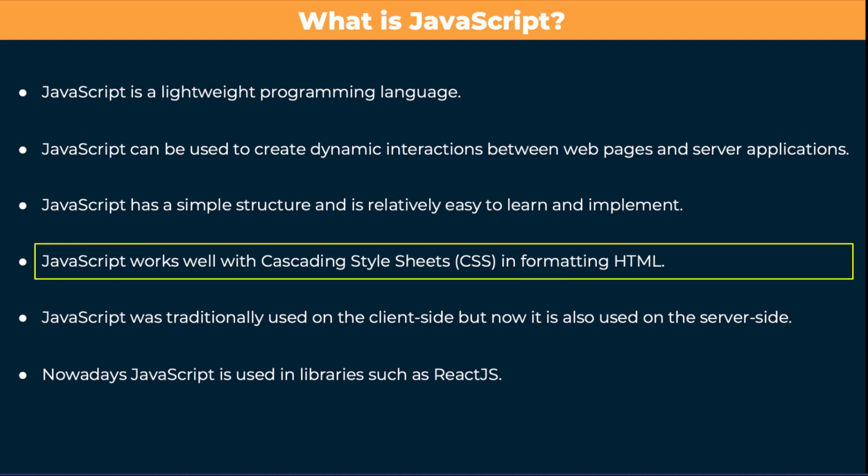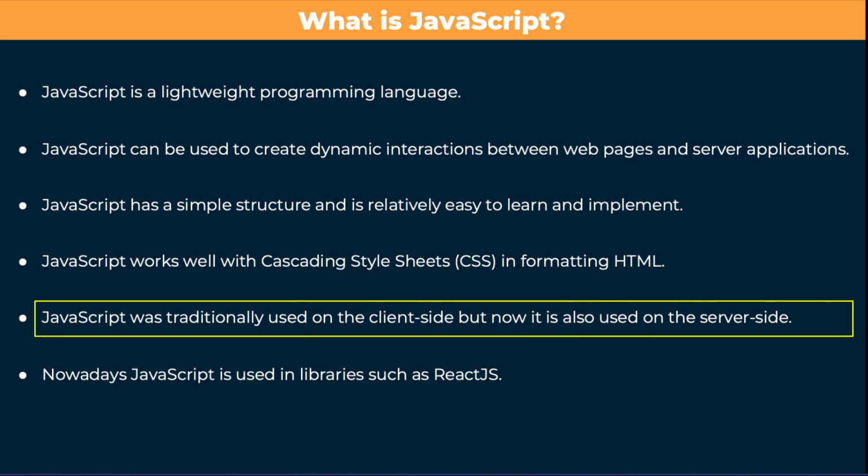JavaScript works well with what we have done before, which is cascading style sheets, and in formatting HTML, which we have also looked at as part of the course. JavaScript was traditionally used on the client side, but now it is also used on the server side. So we'll talk about things like the client side, which is our machine that we're using, and the server side, which is where we send data to get the quote back or to store information on a database.